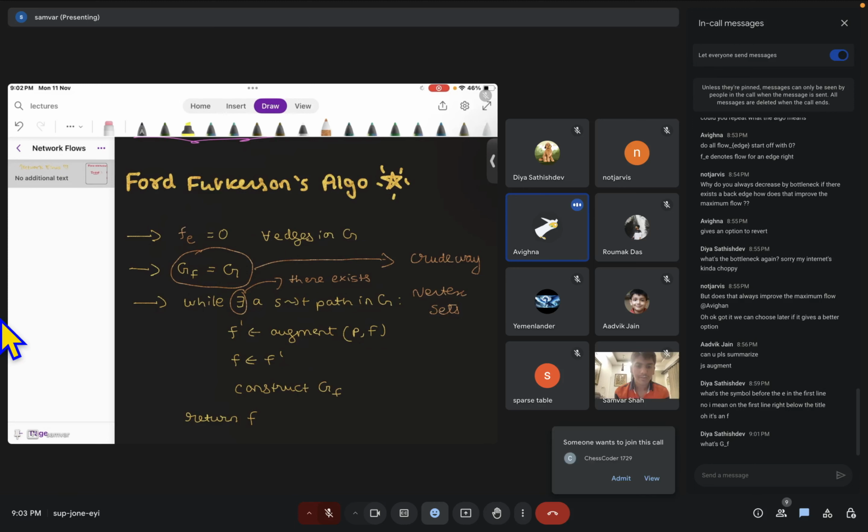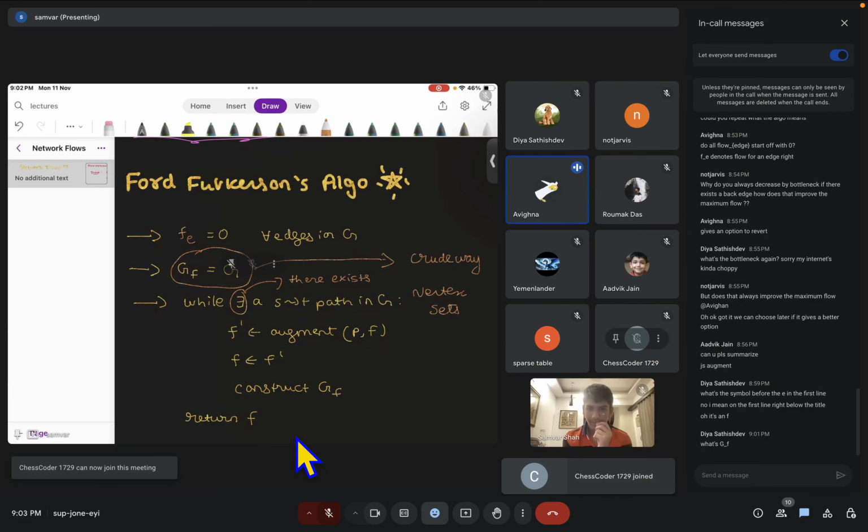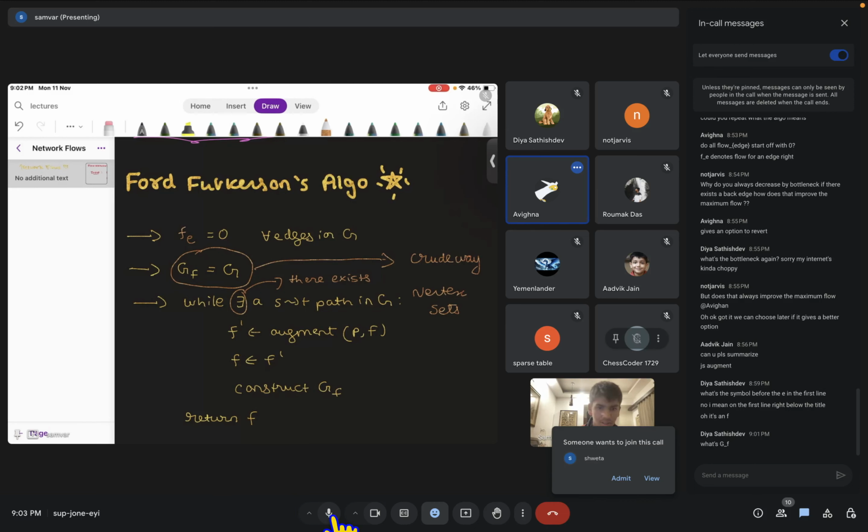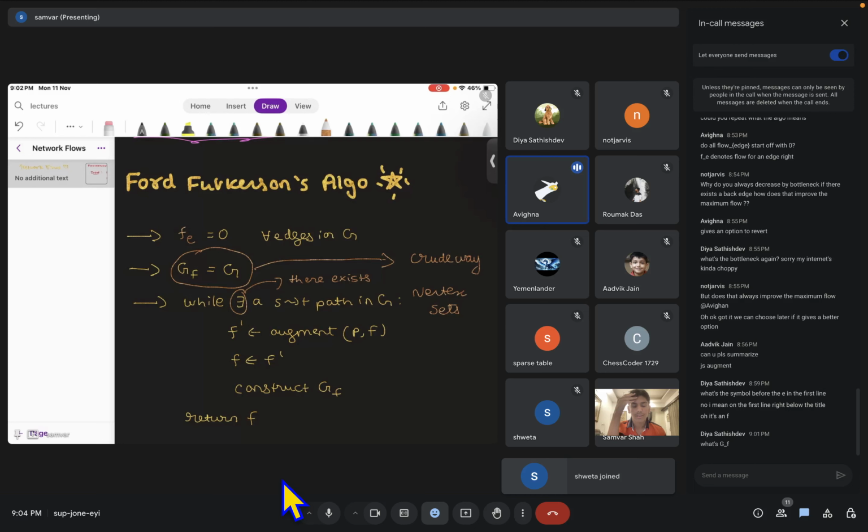Wait, just a second. Should the while line find an S-T path in G or in G_f? Okay, one second. That's a good question, and I have to think about that for a second. There might be a case where you have a path, but you can't push any flow on the path. Okay, just give me a second. That's a good question. I myself am a bit confused. Give me a second.